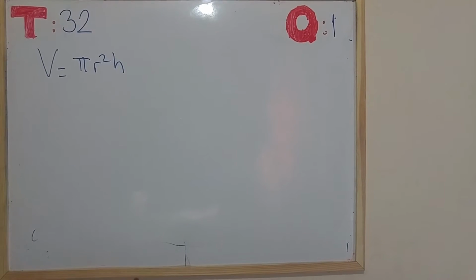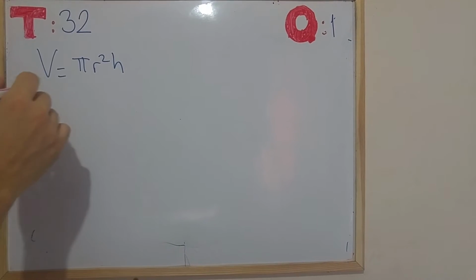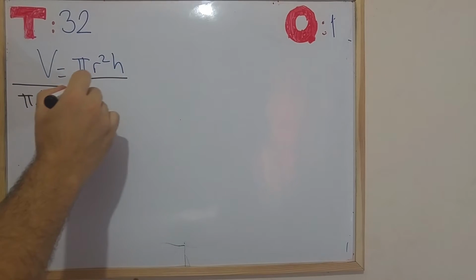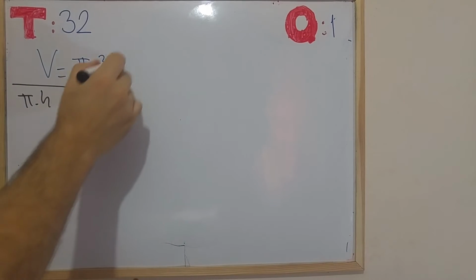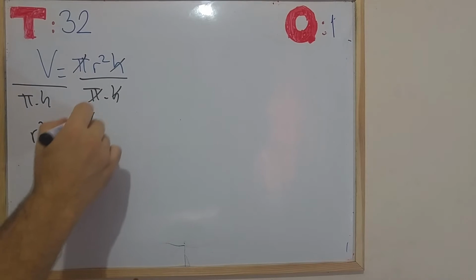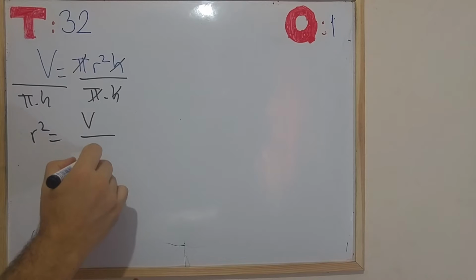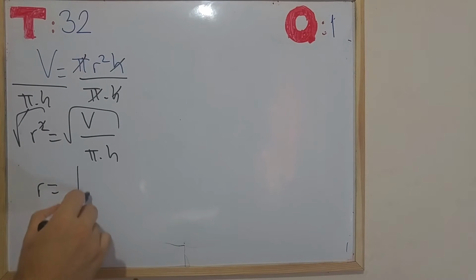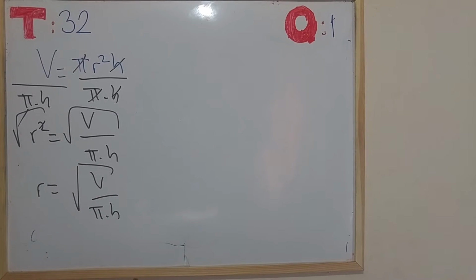For r squared, let's divide each side by pi times h, so that these cancel each other out. So what I have is r squared is equal to v over pi times h. And in order to find r, I just take the square root of each side, so that r is equal to the square root of v over pi times h.